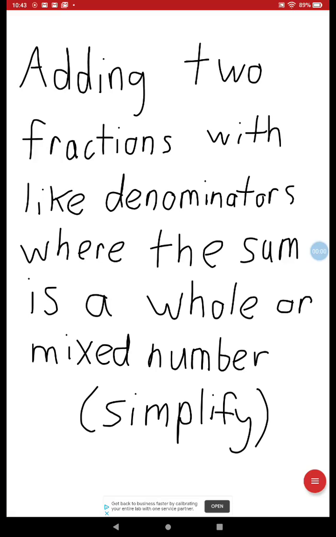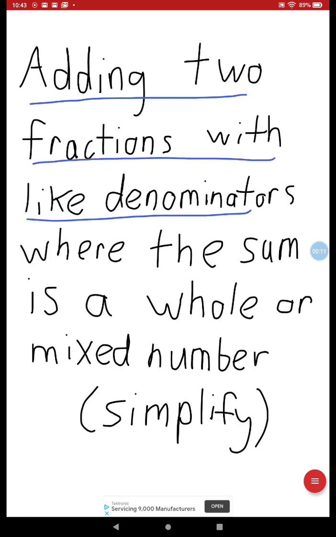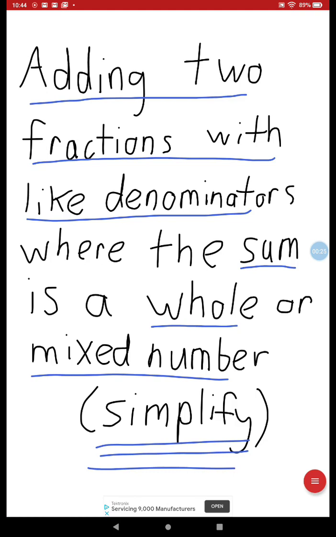All right, guys, we're into the third lesson of week 9. Today we're still staying with that same idea of adding two fractions with like denominators. And now we're going to continue on with the idea we learned yesterday where the sum is a whole or a mixed number. But now today we're going to add on this really tricky part, simplify. We've got to simplify. What does that mean? That means writing it in lowest terms.